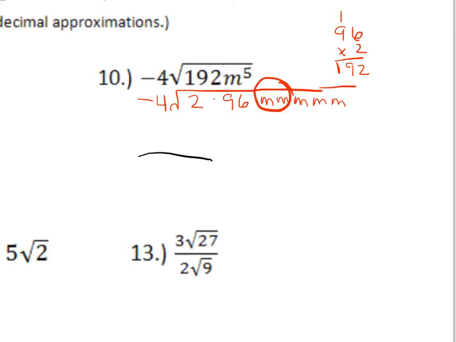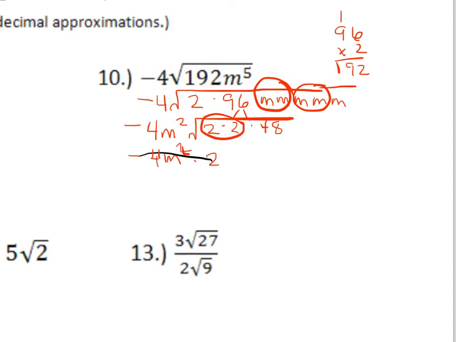I'll go ahead and bring out the couples. So we have negative 4 and 2 factors of m, so m squared. 2 times 96, well 96 can be broken into 2 times. What did we just see earlier? 48. Bringing out this couple, we have negative 4m squared times 2 with a 48 on the inside.